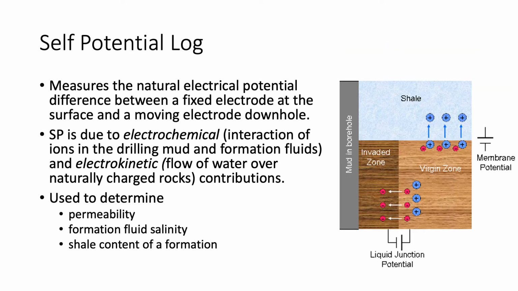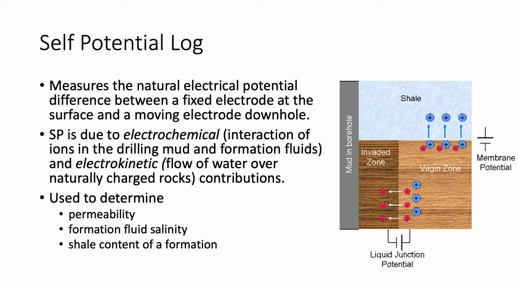Another type of log we can use depends on the electrical properties of the borehole. Self-potential measures the natural differences in electrical potential through the borehole. We put one probe at the surface, which is at some fixed electrical potential, and then lower another probe down the hole. The electrical potential difference encountered in the hole is due to two main different signals.